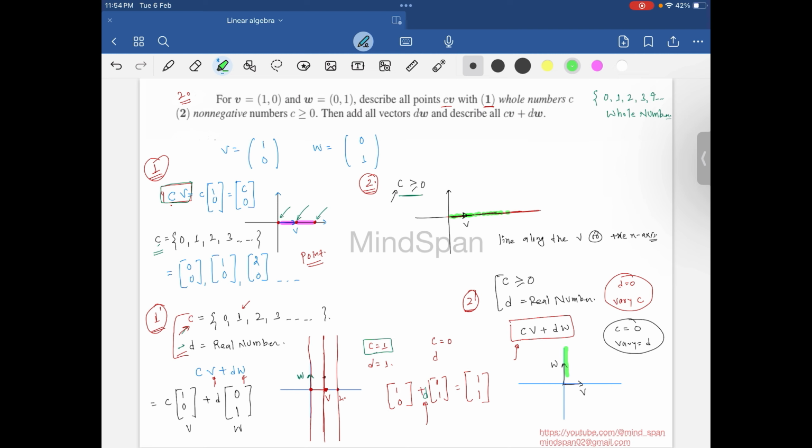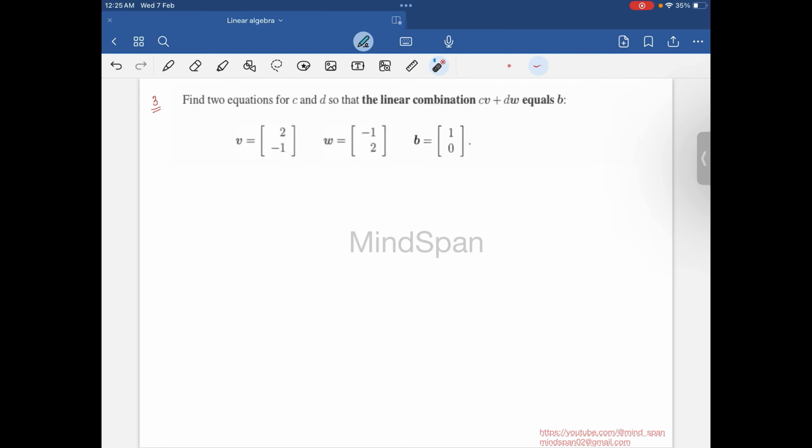So you will have this. That is going to be till infinity. So in this case you will get the half plane, and here you will have the parallel lines. Okay, let's look at more problems. Let's look at this question number 3.